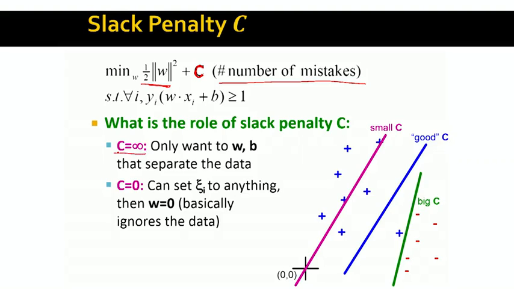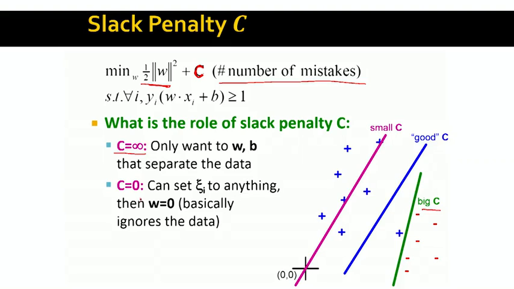If we set C to be infinite, what this basically means is that we only want to find W that separates the data. So for example, in our case, if I have a data set here and I would set C to be very big, then this is the decision boundary we would find. It's a decision boundary that nicely separates the data.